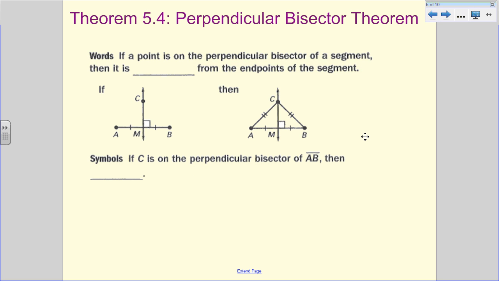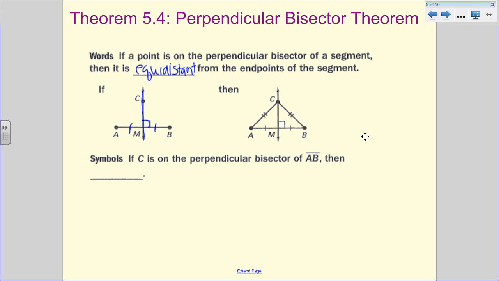Theorem 5.4, we have our perpendicular bisector theorem. What that says is that if a point is on the perpendicular bisector of a segment, we can see that line CW is the perpendicular bisector because it's a 90-degree angle, and we have congruent sides, so that M was the midpoint. Then it is equidistant from the endpoints of the segment.